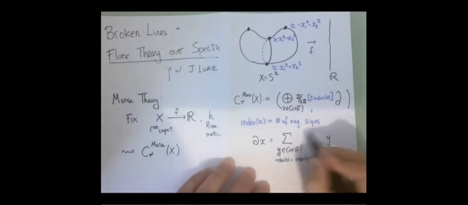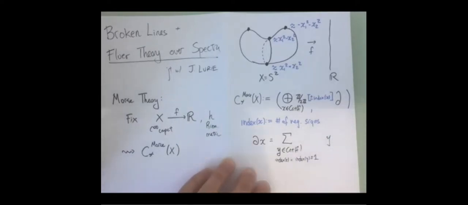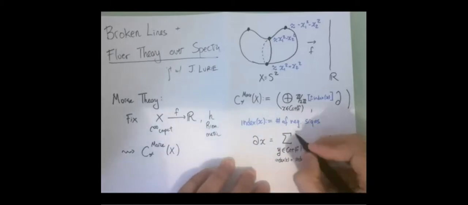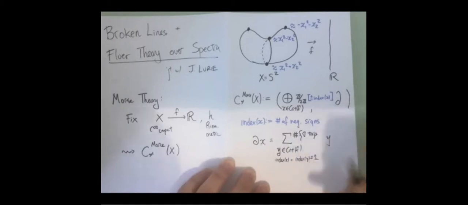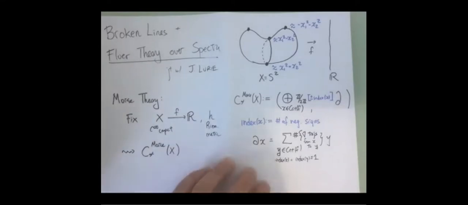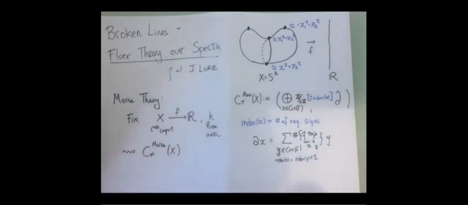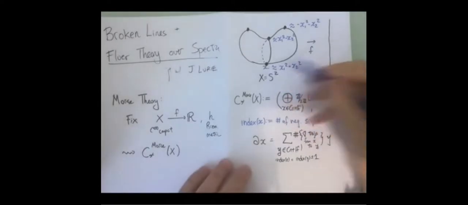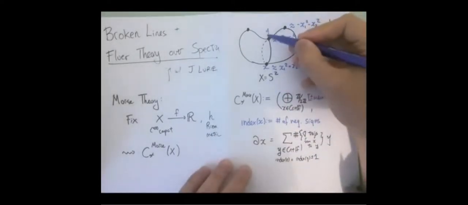And so what is the coefficient here that I put in front of that generator y? Well, what I do is I'm going to actually compute the number of gradient trajectories, let's say from x to y. If I did from y to x, the plus or minuses would all change sign.